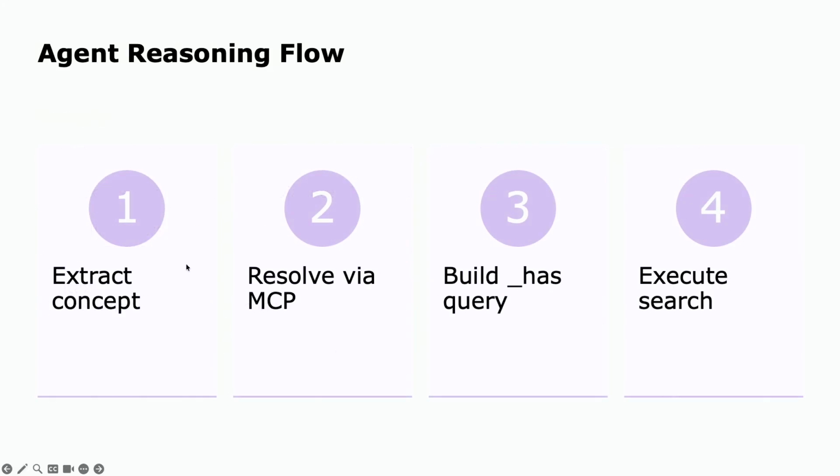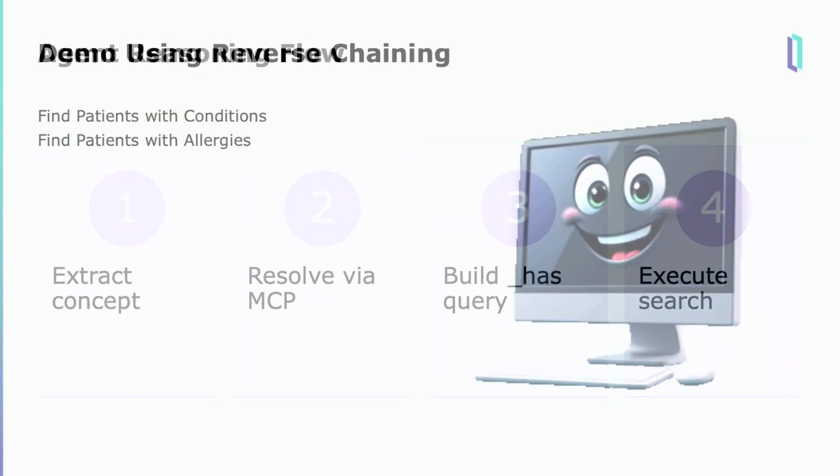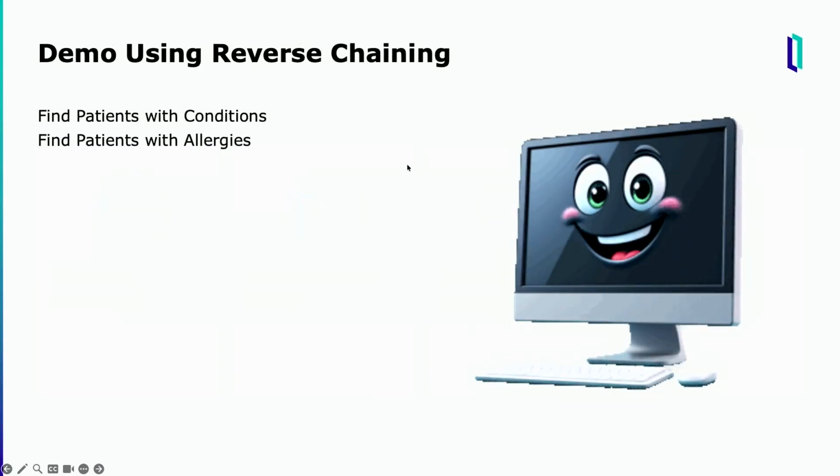So the agent, under these conditions, we got to extract a concept. We got to resolve it via MCP because that's where our terminology services are. We have to do a _has type of query, and we need the agent to construct that. And then we have to execute the search and hopefully get a result back. So let's try that out with a couple different conditions.